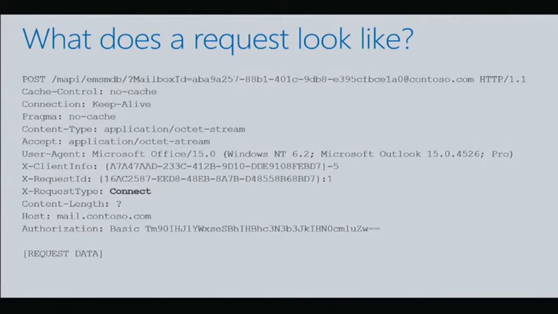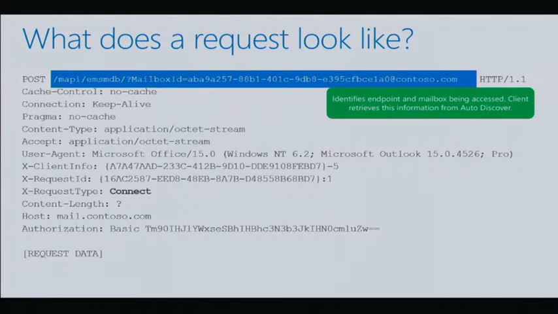Okay, so what does a request look like? This is a request that I captured, I think yesterday or the day before. It looks like this. Everything's a POST request. All of MapiHttp uses POST. It has the URL, which identifies the endpoint. And here it says MapiHttp, so it's going to the Mapi endpoint, but it's speaking to the EMSMDB interface. The mailbox ID is what mailbox you're trying to communicate with.